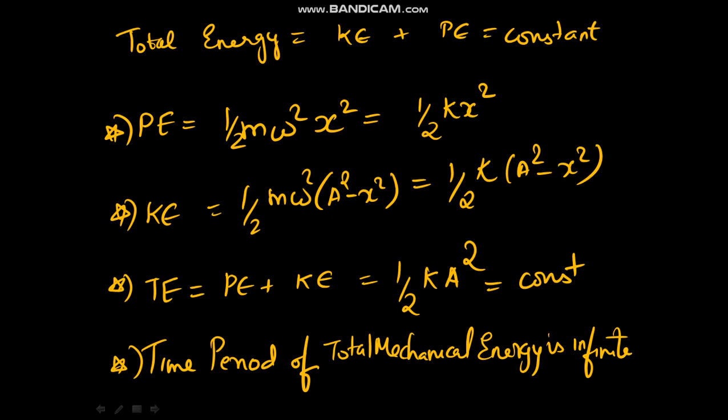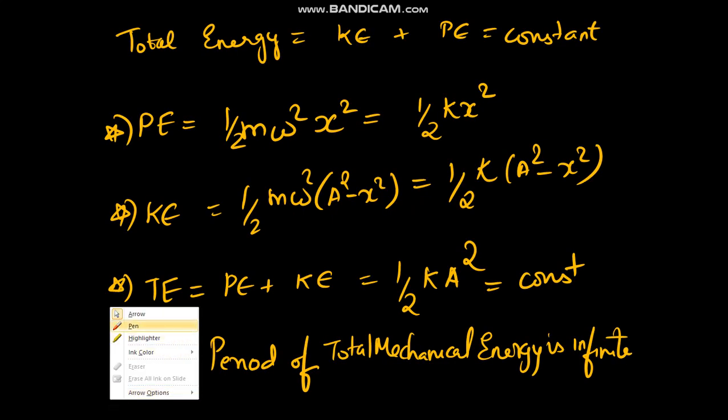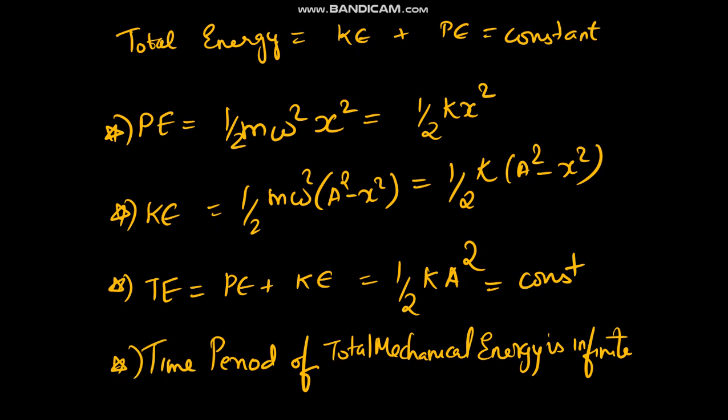In this video, we will see the concept of energy in simple harmonic motion. And it's a very easy thing, only two formulas you must remember. Total energy, we know that it is the sum of kinetic energy and potential energy, and that is a constant. This we have learned in the work energy power chapter itself.